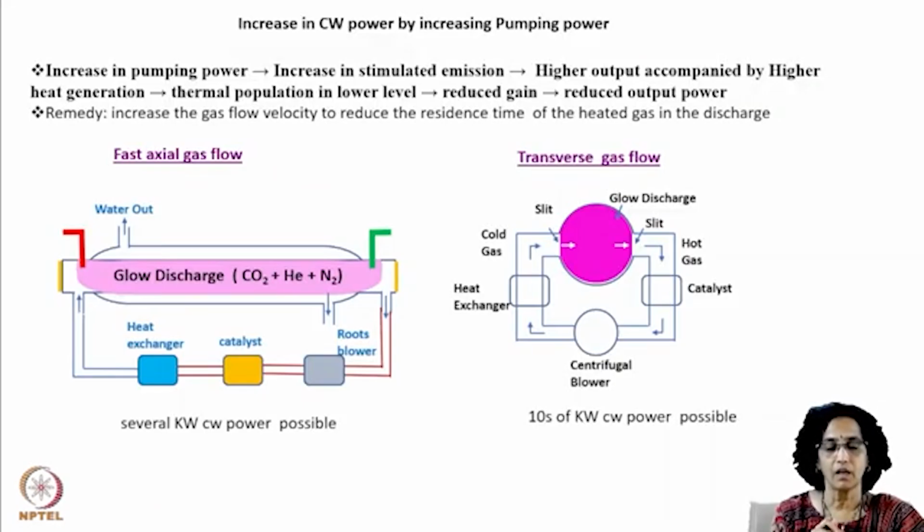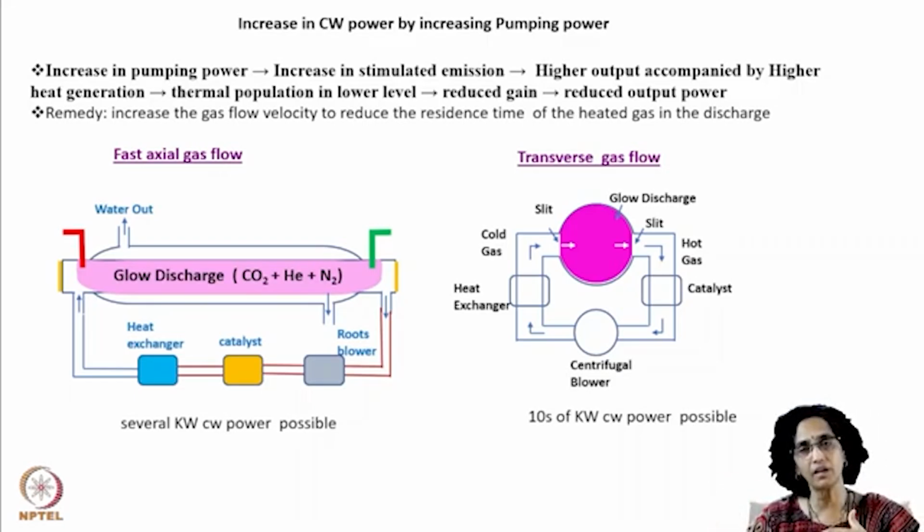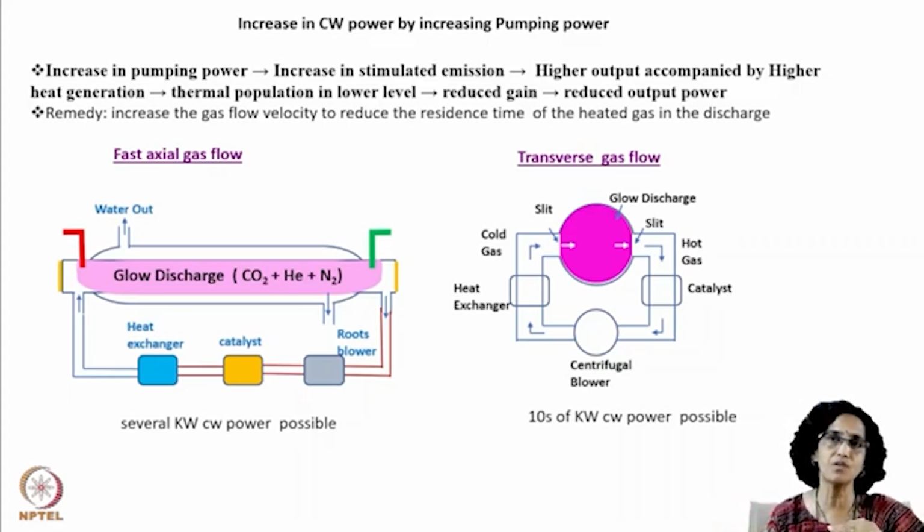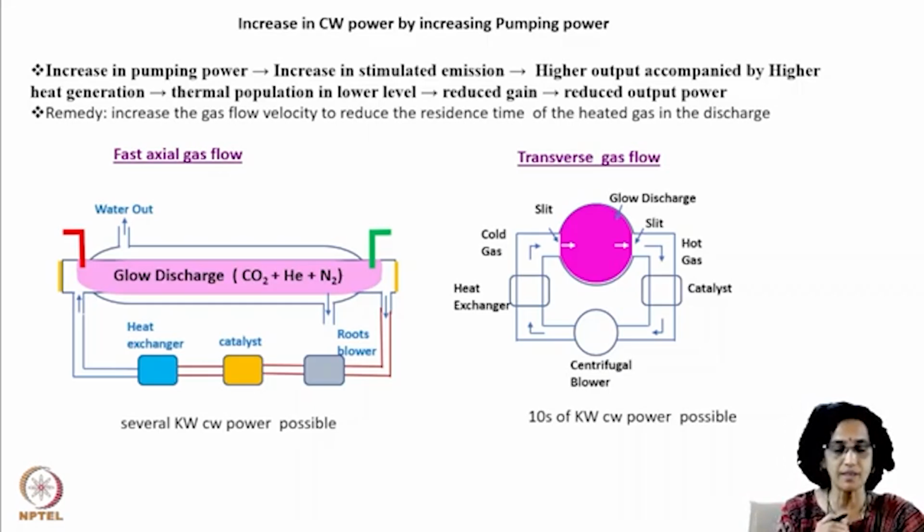Now, we always want higher and higher output power from a laser system. Why? Because there are many applications which require higher power. Something which you can do at lower power, but there are certain applications which require higher power, and therefore we would want to increase the power.